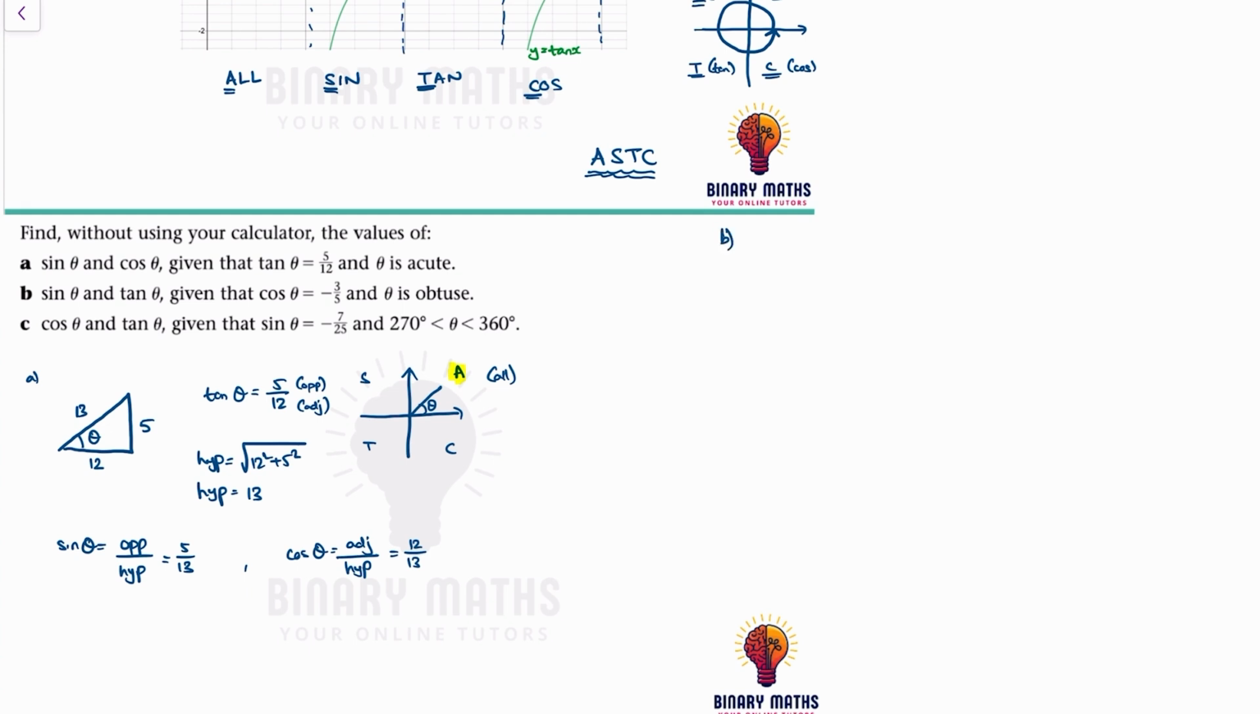Let's do B in a similar way. Find sin theta and tan theta, given that cos theta is equal to minus 3 over 5 and theta is obtuse. If theta is obtuse, it means it's in the second quadrant. So if I write ASTC, only sine is positive because we're in this quadrant. So if I write it down, sine is positive, cos is negative, which we do have, and tan is negative.